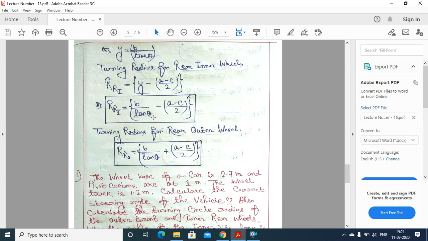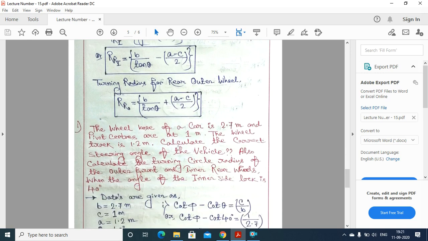So the turning radius for the rear inner wheel is b by tan theta minus a minus c by 2, and the turning radius for the rear outer wheel, RRO, is b by tan theta plus a minus c by 2. So this is the turning radius for rear inner and rear outer wheel.